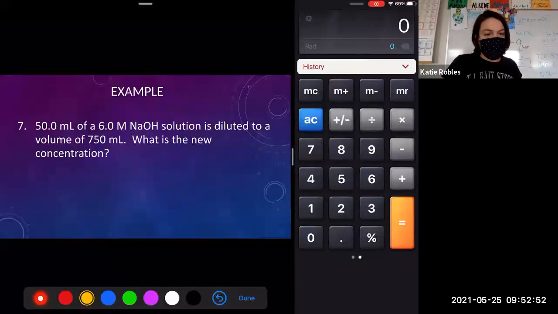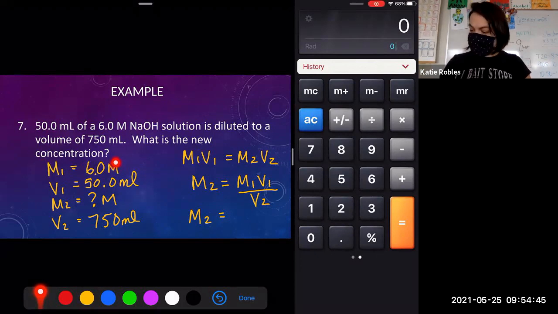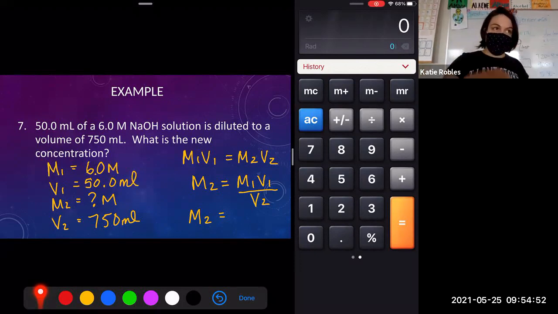Here is another one: 50 milliliters of 6.0 molar NaOH solution diluted to a volume of 750 milliliters. What is the new concentration? Take a second, see if you can do this one on your own. Practice this. So take a look. The initial molarity is 6.0 molar. You've got 50 milliliters of it. Now you're going to put more water in. You're going to dilute it to 750. We want to know what the new molarity is.